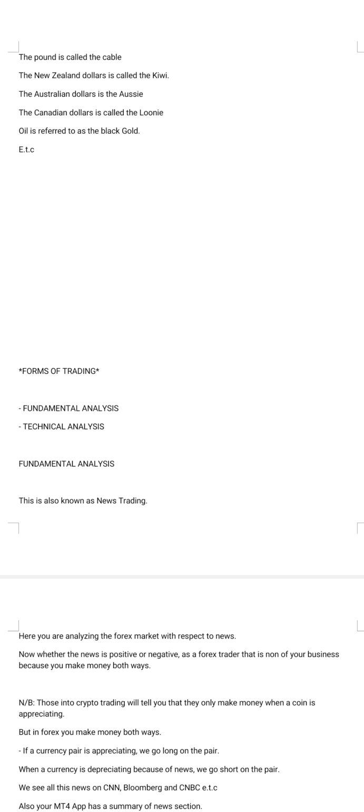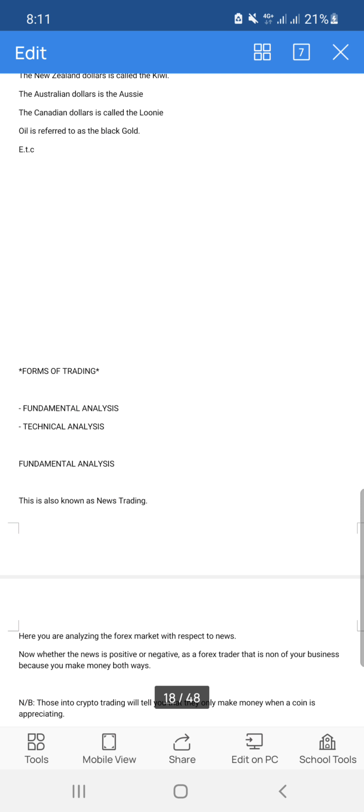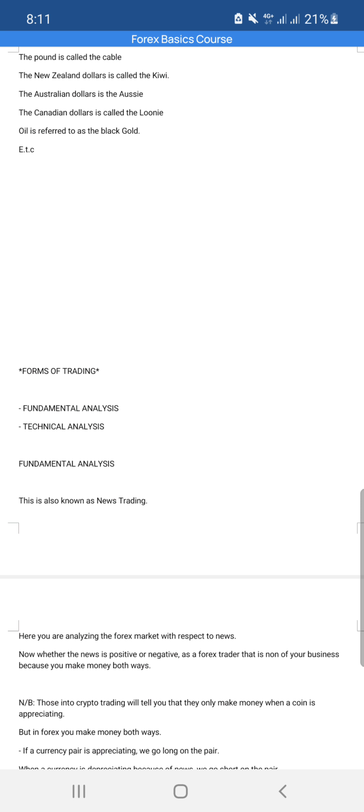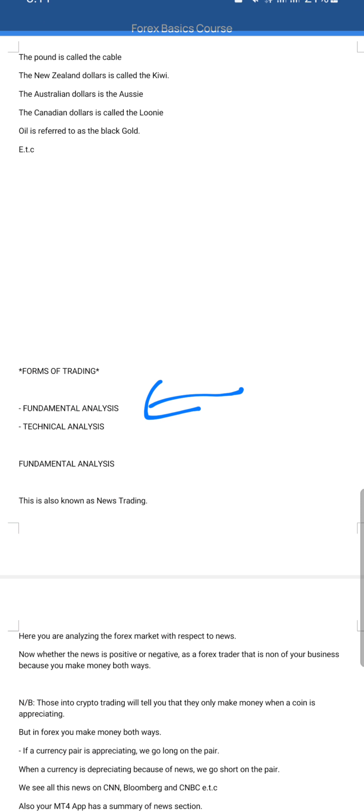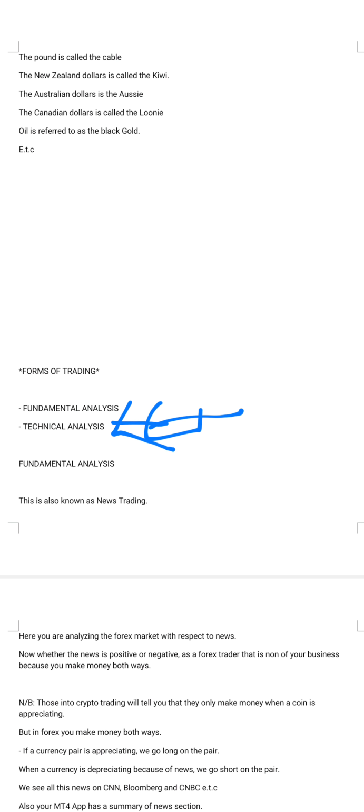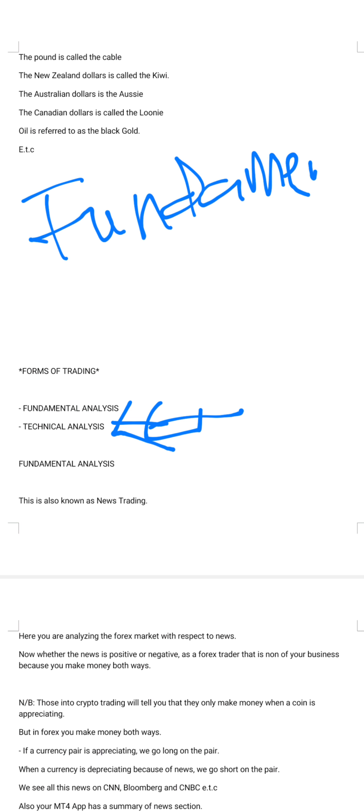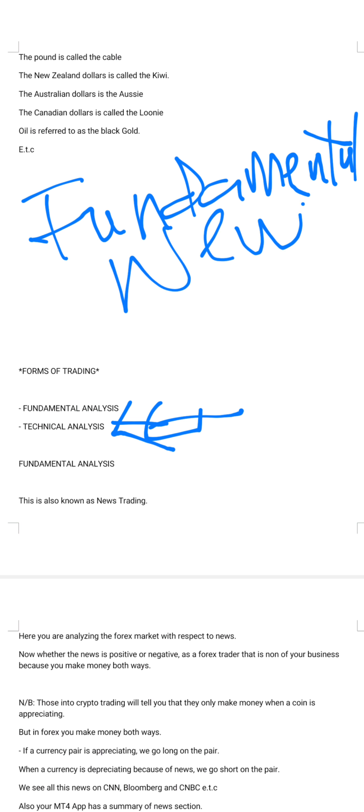Now we have two forms of trading. We have fundamental analysis and technical analysis. When you talk about fundamental analysis, it means that you are trading based on news, just news alone. That's what fundamental analysis is.